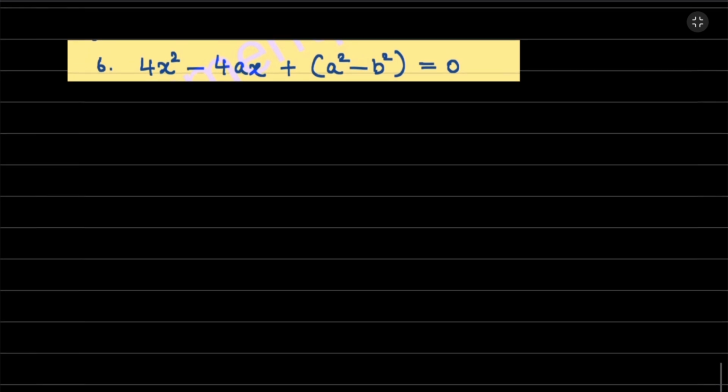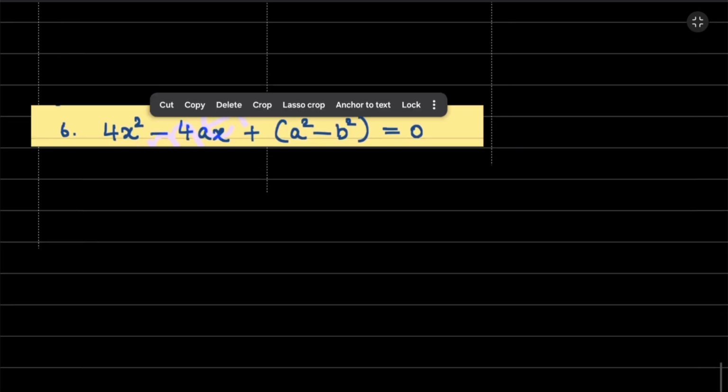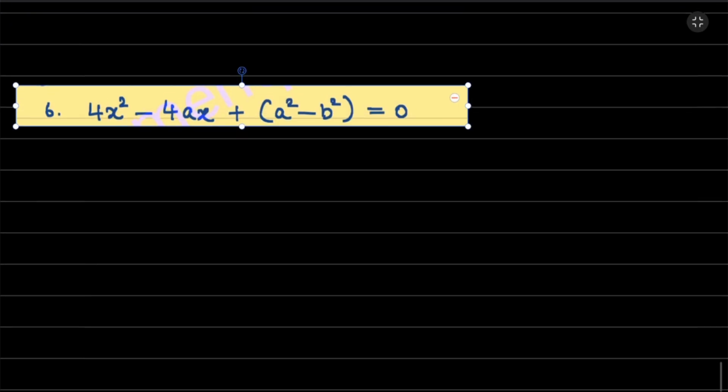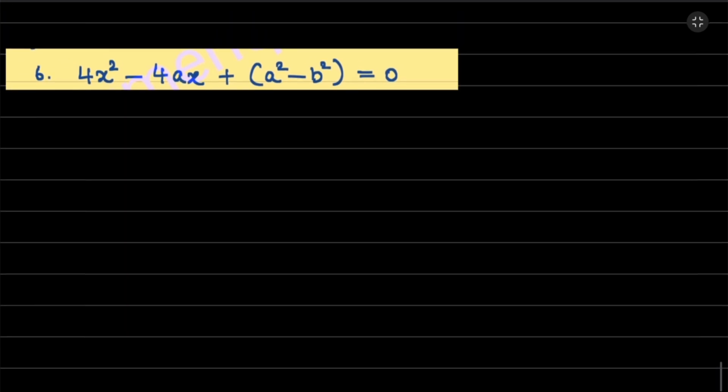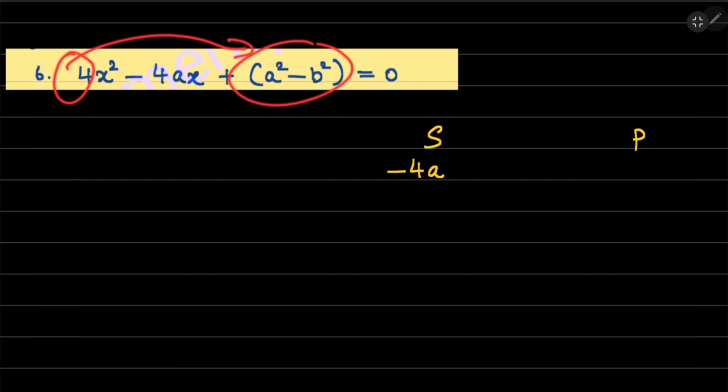4x square minus 4ax plus a square minus b square. Here it's a little different compared to all the other questions. Let's do it. We have to take the sum as well as the product in the same way. Sum will be b, which is the coefficient of x, that is minus 4a. The product is a multiplied by c, so it is 4 multiplied by a square minus b square.